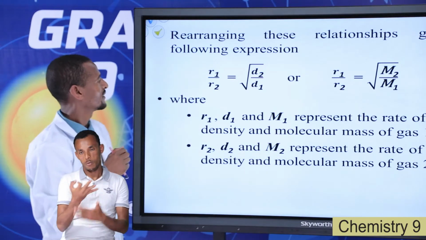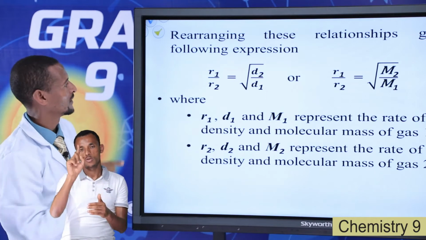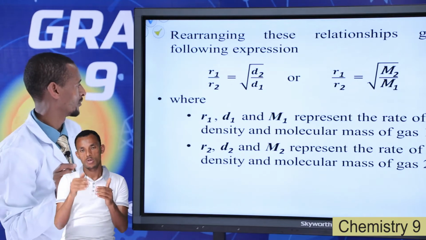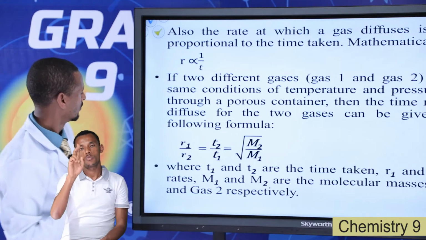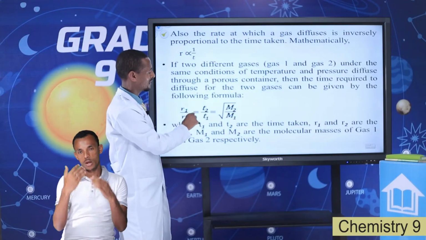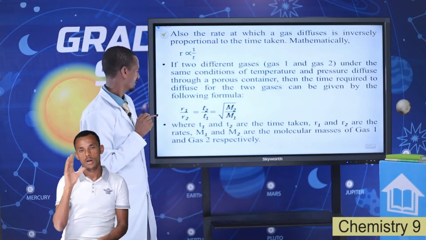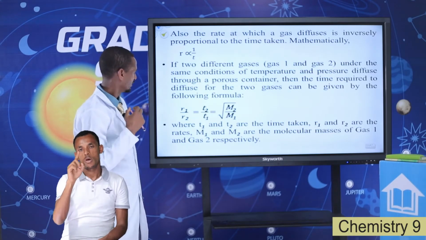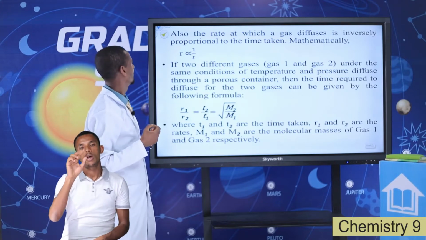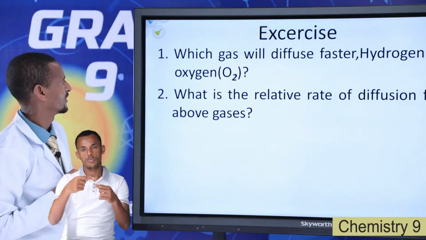The formula can be given: R1 over R2 is equal to the square root of density 2 over density 1, or R1 over R2 is equal to the square root of M2 over M1. It's also related to time, okay? Rate and time are inversely proportional, where T1, R1, M1 are initial, and T2, M2 and R2 are final. Let's go to the exercise.